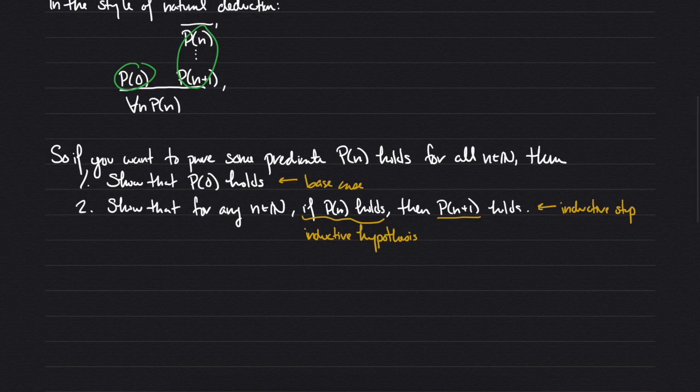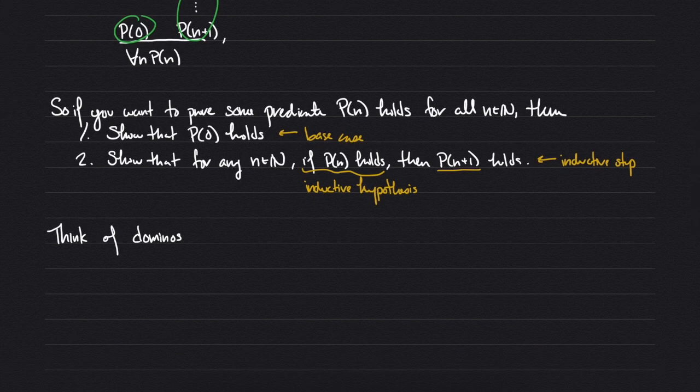Okay, so I want to illustrate this in the following way. Maybe this is a good picture to have in your mind. You can think of induction as trying to knock over a bunch of dominoes. Say we have a line of infinitely many dominoes. You can think of the first one as P of 0, then P of 1, then P of 2, P of 3, 4, 5, 6, etc. So this is infinitely long.